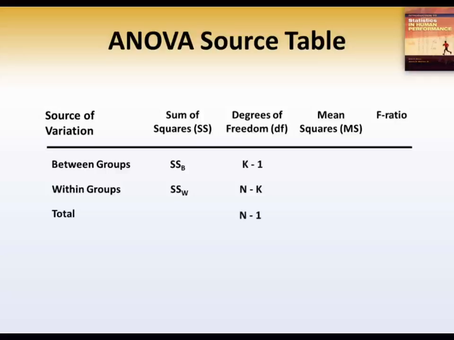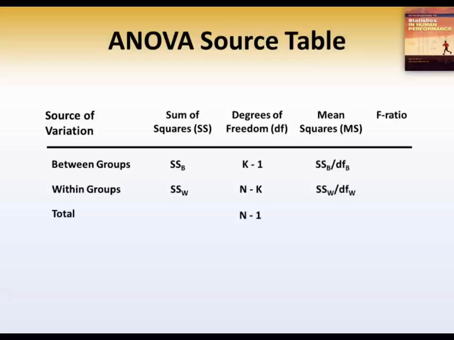We'll have degrees of freedom. The degrees of freedom between groups is the number of groups, k, minus 1. The degrees of freedom for within groups is the total number of subjects minus the number of levels of the independent variable. And the total degrees of freedom are the total number of subjects minus 1.